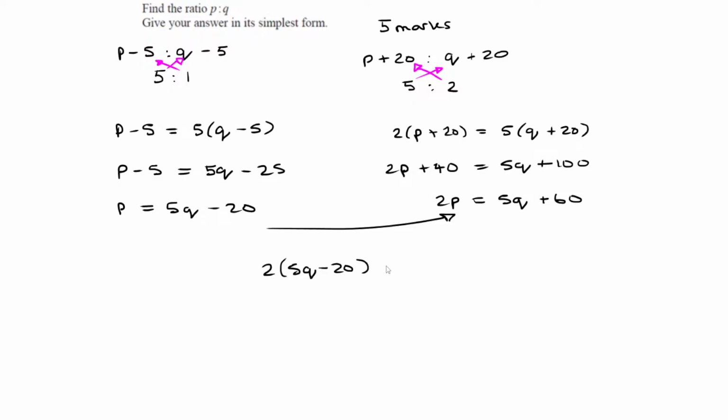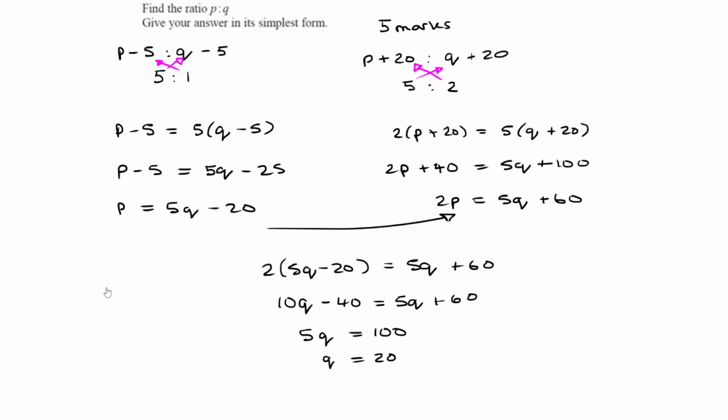So 2 times 5Q minus 20 is 5Q plus 60. Expand it. 10Q minus 40 is 5Q plus 60. Now I've just got an equation with Q, so I can solve that. 5Q is equal to 100. Q is 20.